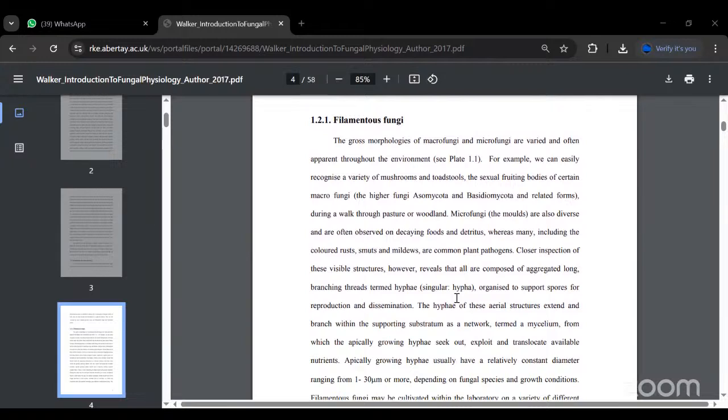The hyphae of these aerial structures extend into the supporting substratum as a network termed a mycelium, from which the apically growing hyphae seek out, exploit and translocate available nutrients. Apically growing hyphae usually have a relatively constant diameter, ranging from 1 to 30 micrometers depending on fungal growth conditions.